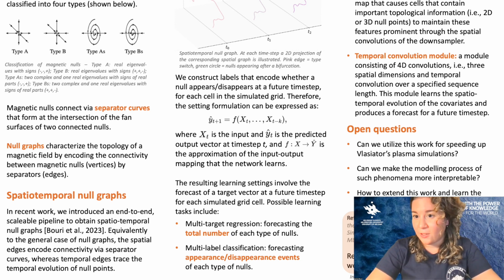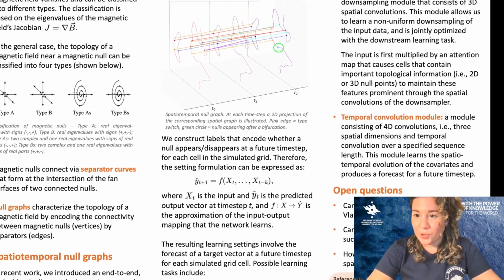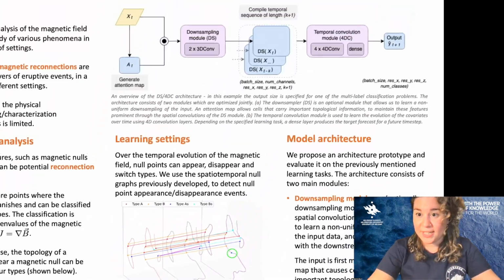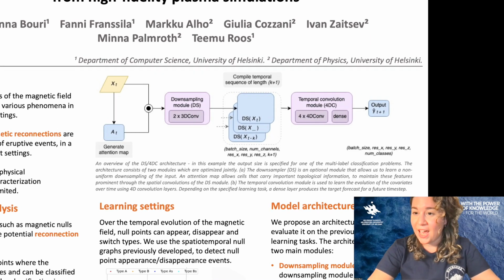So what we've come up with is an architecture prototype to help us work with large-scale plasma simulations and get some useful insights on the appearing and disappearing null points throughout the temporal evolution of the field. So this architecture prototype can be adjusted with only a few minor modifications to work with any of the learning settings that I just mentioned. So this architecture consists of 2 modules that are optimized jointly.